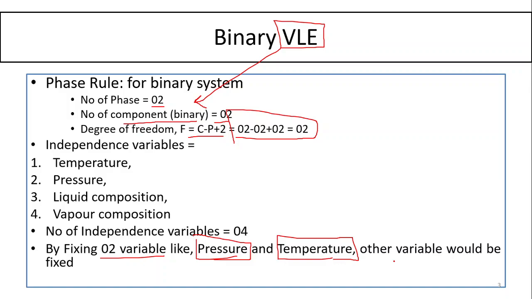Normally in our cases, we fix the pressure and we can change the temperature. At each temperature we can observe the composition of liquid and vapor, and that is fixed at that particular temperature. It means that at equilibrium we cannot change the composition of the liquid and vapor at that particular temperature.